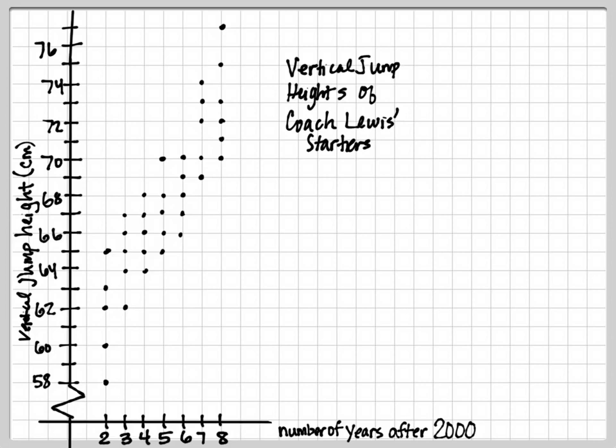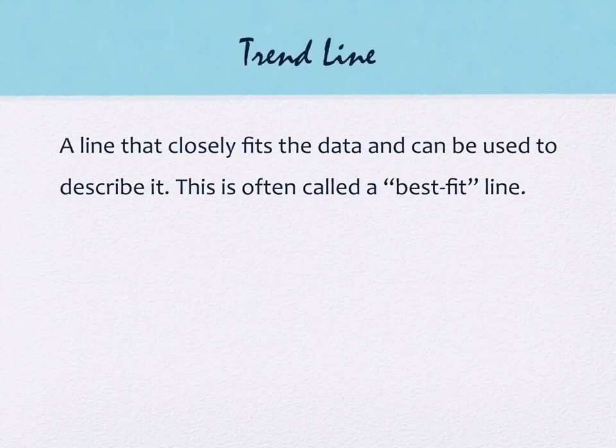And we even talked about a general idea of what a trend line is. We're trying to balance the dots with a line that goes in the direction that the dots are moving as you go from left to right. So in reality, a trend line, by definition, is a line that closely fits the data and can be used to describe it. It is also sometimes called a line of best fit, or a best fit line.